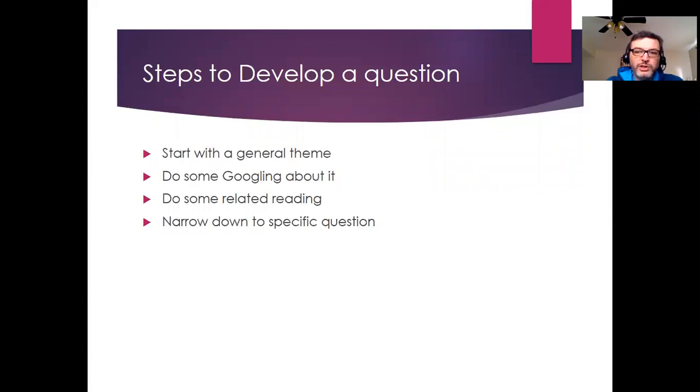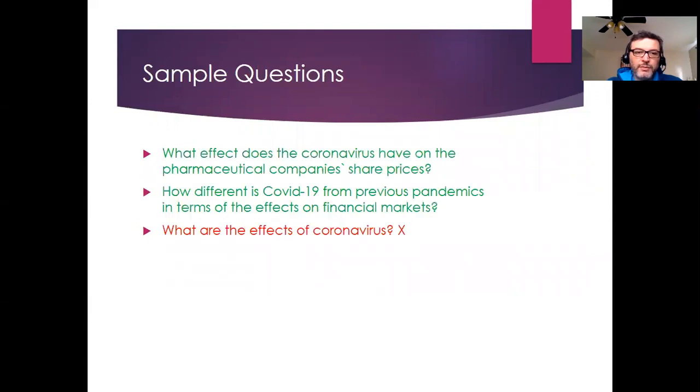A question cannot be a broad one. It should be as specific as possible, just because it should be easy to answer. So here are a couple of examples. The first one is seeking the effects the coronavirus has on the pharmaceutical companies' share prices. That's specific enough. You should download the pharmaceutical companies' share prices and see what's going on.